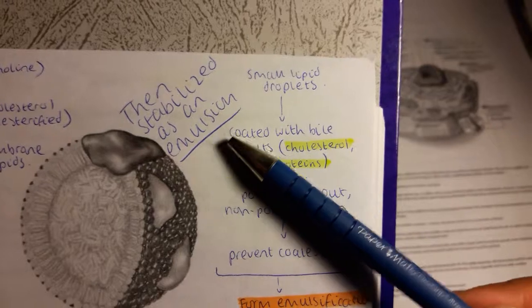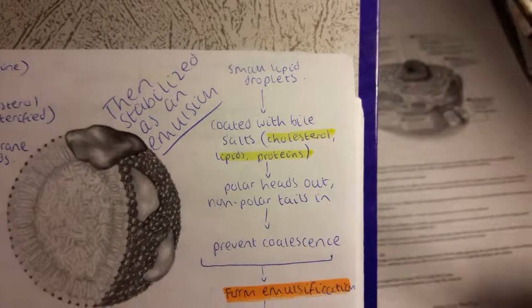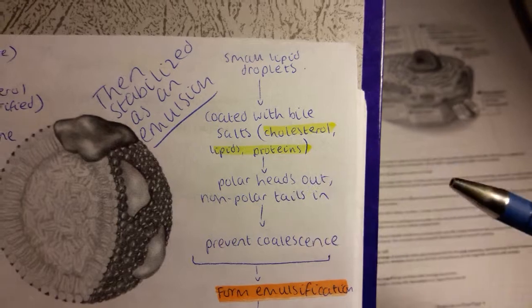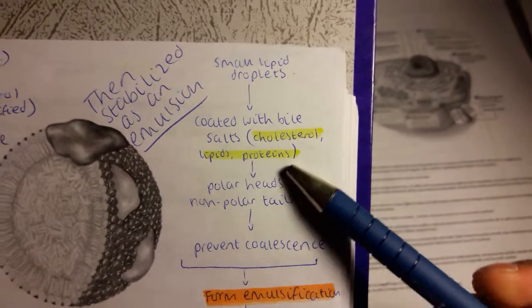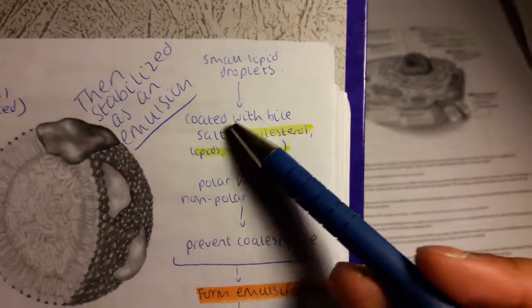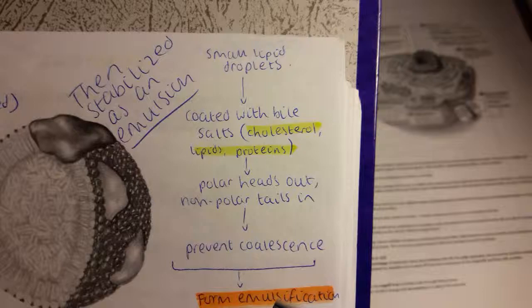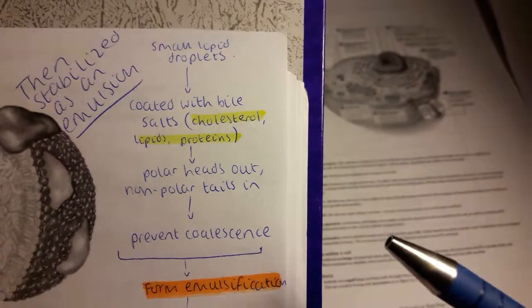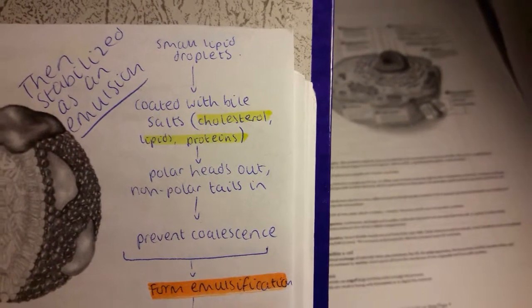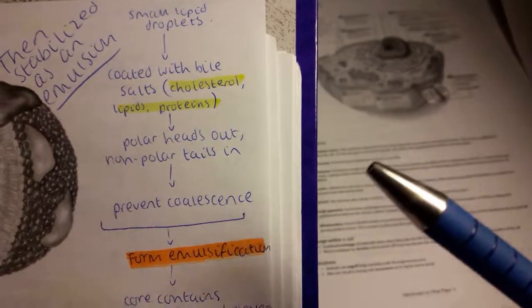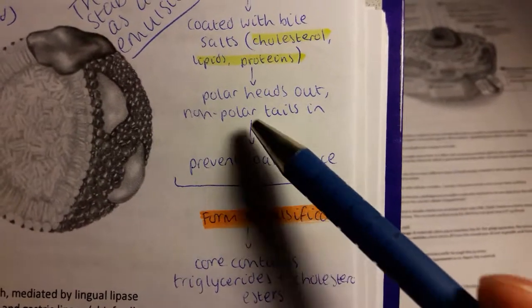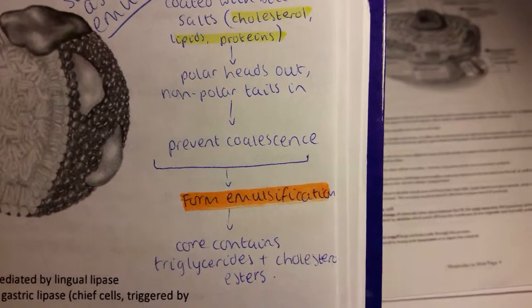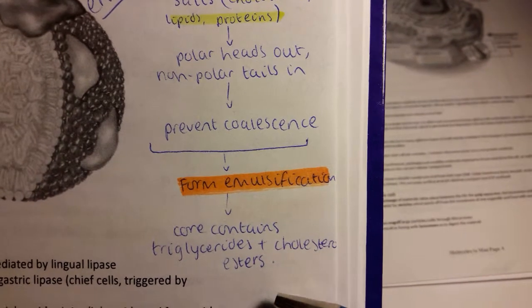Fats are also stabilized as an emulsion, because as we know the majority of them are not soluble in water, so they need to be stabilized as an emulsion to be absorbed. So you've got the small lipid droplets as a result of the mechanical disruption, and they're coated with bile salts from the liver, which includes cholesterol, lipids, and proteins. Essentially these are polar molecules. So the polar head groups of the bile salts stick out to mix with the water, and the non-polar tails stick in, and the inside contains triglycerides and cholesterol esters. And this prevents coalescence, which means the lipid droplets sticking together. This forms an emulsion, and the core contains triglycerides and cholesterol esters.